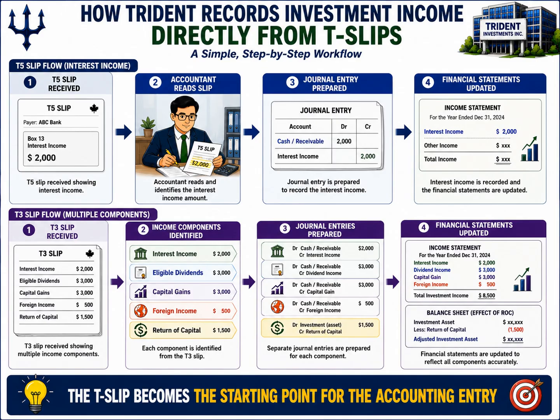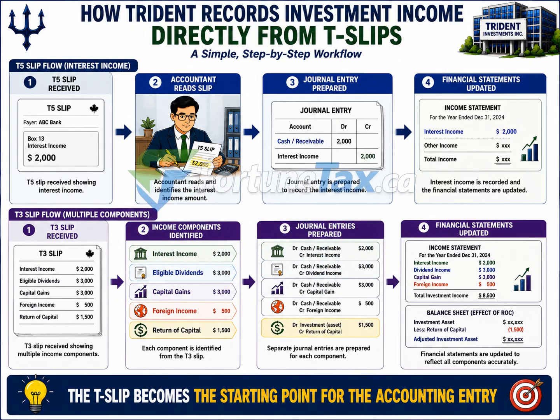One of the most important observations from this slide is that the accountant is not starting with brokerage transactions. The accountant is starting with the tax slips themselves. The slips provide the information needed to create the accounting entries. This is what makes methodology 2 so efficient.